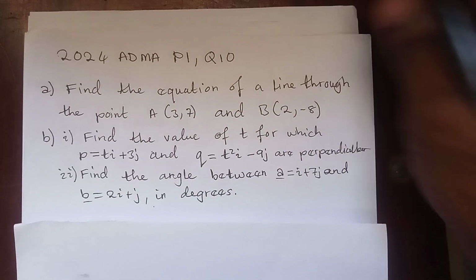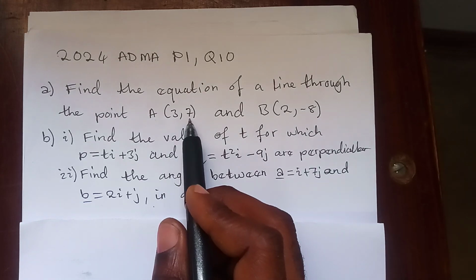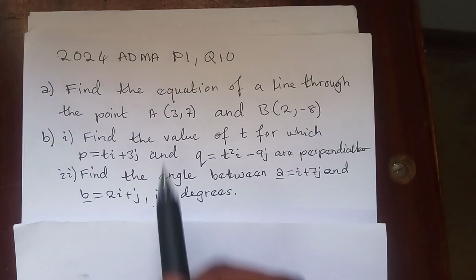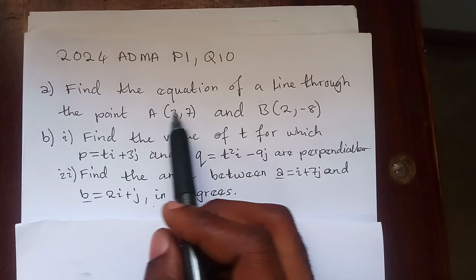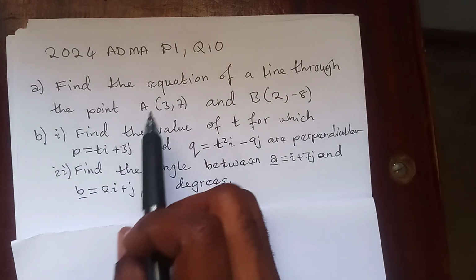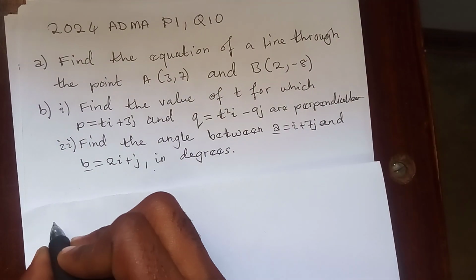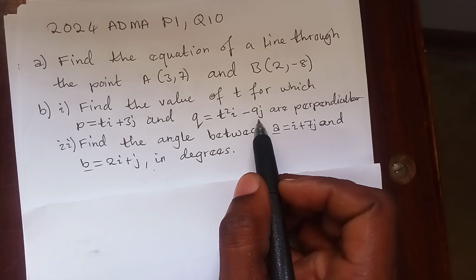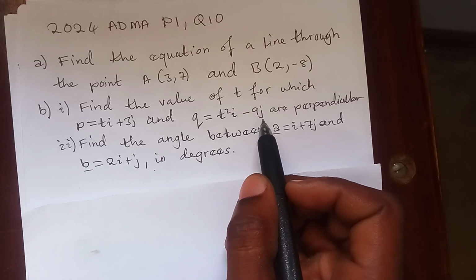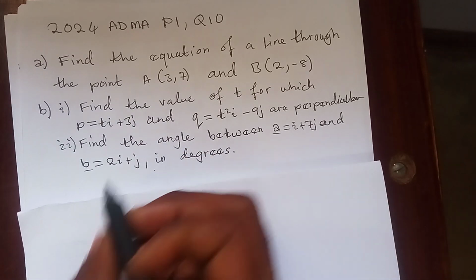Find the equation of the line through the points A and B, where A is (3, 7) and B is this. So these are like position vectors. To express them in position vector form, you can either use i, j components or you can write them as column matrices, or column vectors rather.